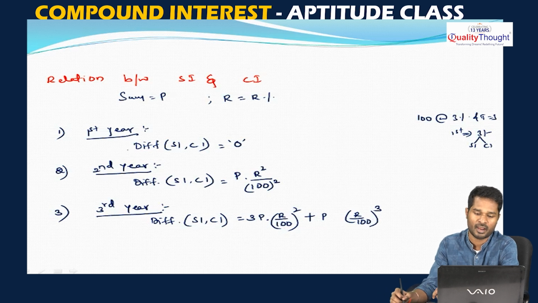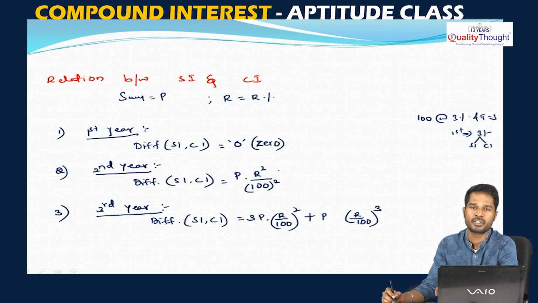For the first year, the difference between simple interest and compound interest is always 0. For the second year, the difference is PR²/100². And for the third year, the difference is 3P(R/100)² plus P(R/100)³. So these are the concepts we need to remember before we solve the questions. Now let's solve the questions.